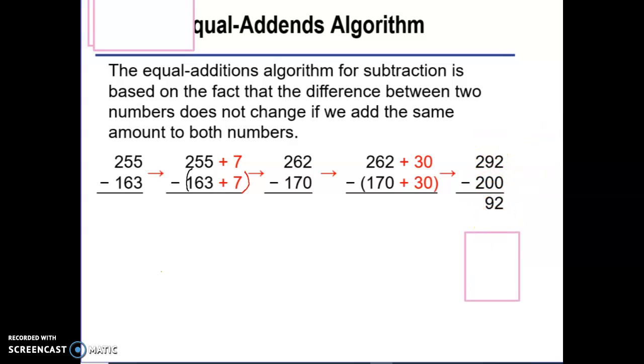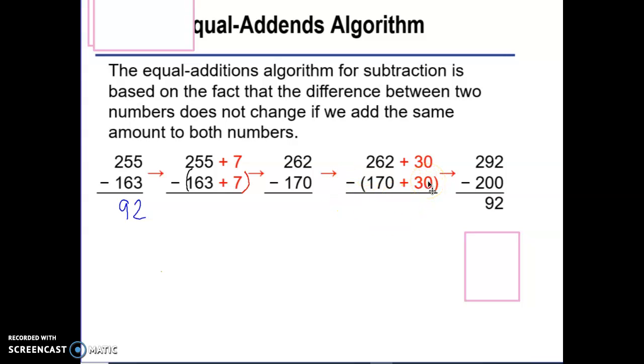I can just subtract straight down on those zeros, which means over there in my original problem, 255 minus 163 also has an answer of 92 because I added the same amount. I didn't change anything. You can also think about this as the fact that I added 7 and I subtracted 7 right here if you distribute your negative. I added 30 and I subtracted 30 if you distribute your negative.